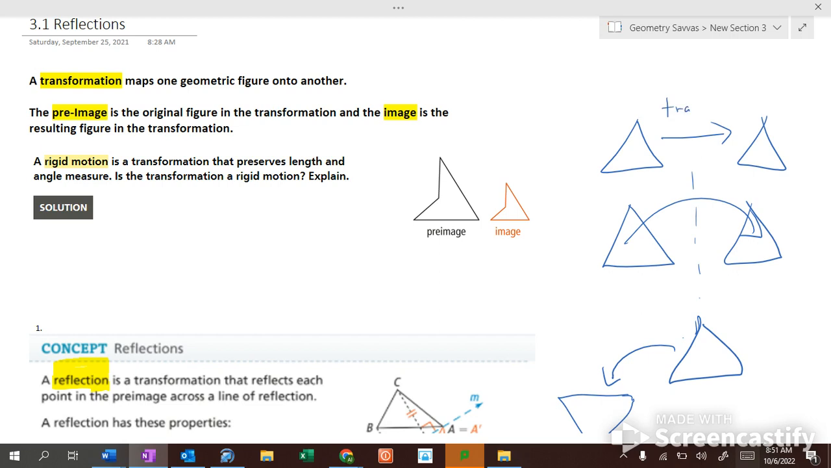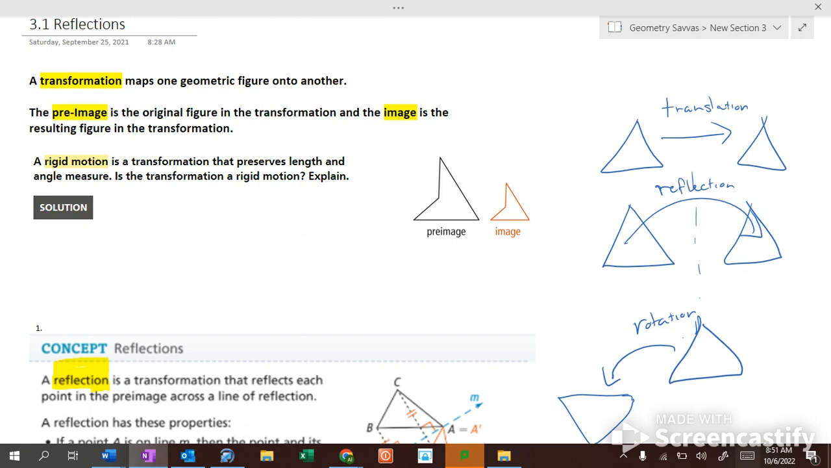So a slide is a translation. A flip is a reflection. And a turn is a rotation. Those are the words that we'll use in this chapter. Those are the three things that we're going to talk about this chapter for the most part.